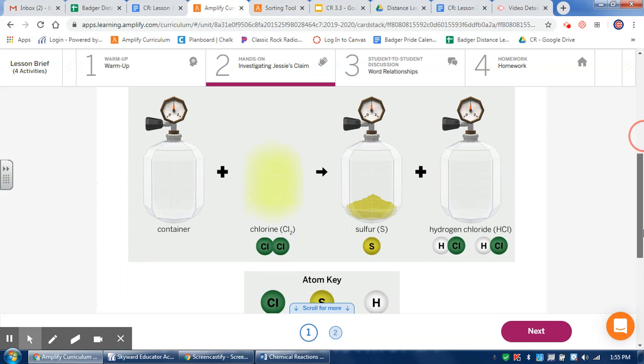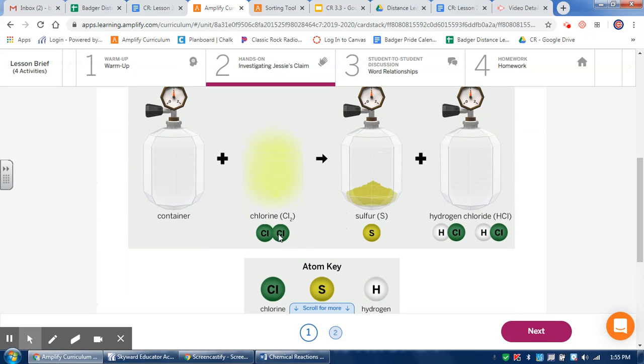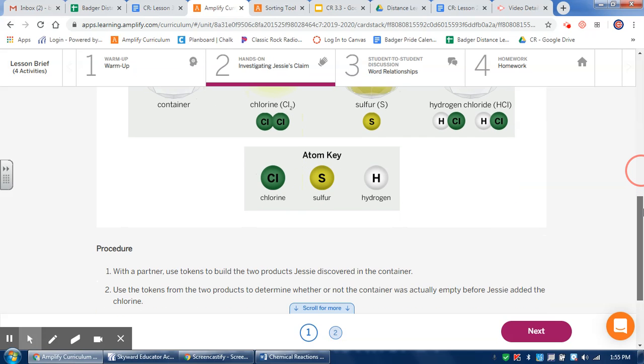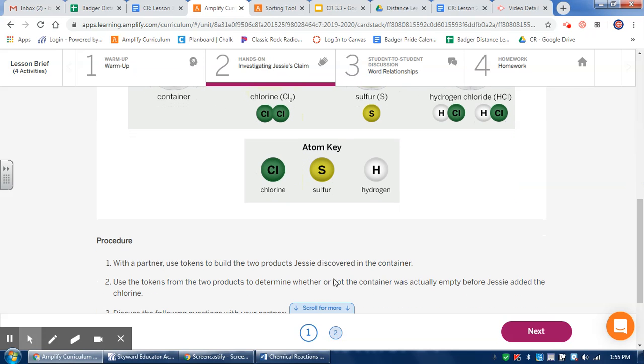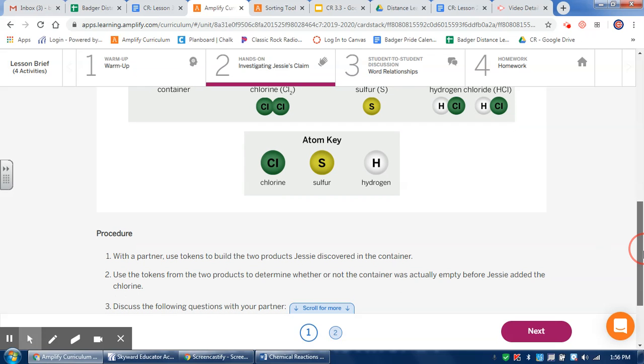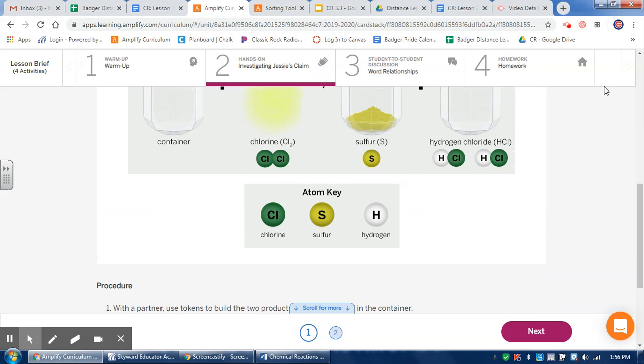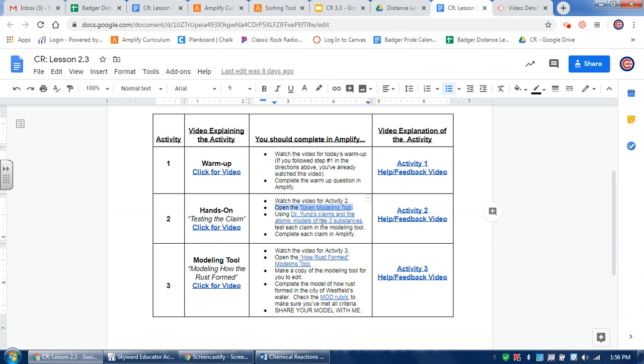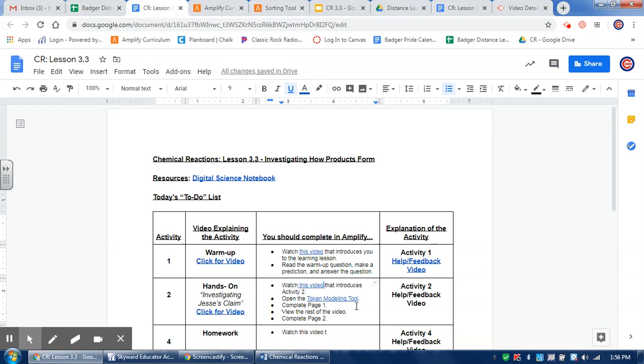So if you take a look at the picture, we had the container that we added chlorine to, which was made of all chlorine atoms, and after the chemical reaction we ended up with sulfur and hydrogen chloride. So we're going to go into the token modeling tool to build the two products over here. And then we're going to try to determine whether or not the container was actually empty before Jessie added the chlorine. Okay, so the token tool is found here. Oops, sorry, it's found here.